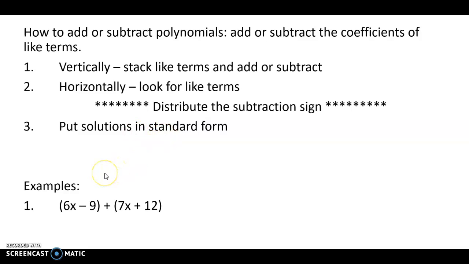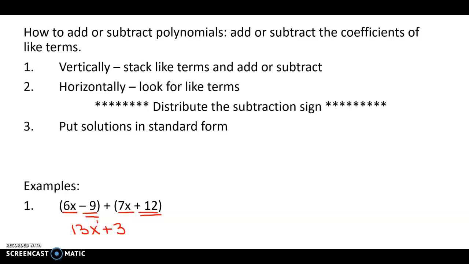So looking at my first example, it's an addition problem. So we can just go ahead and start combining our like terms. If I have 6x and 7x, that gives me 13x. And if I have negative 9 and positive 12, that gives me positive 3. And this is in standard form already because we have the highest exponent. Even though it's an exponent of 1, it is still our highest exponent, all the way down to our constant.